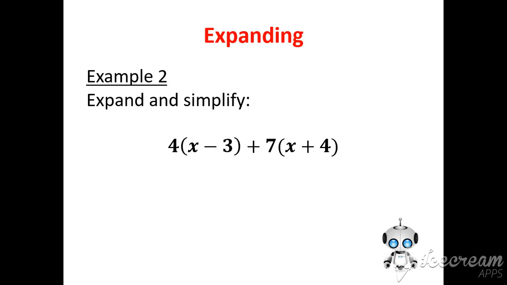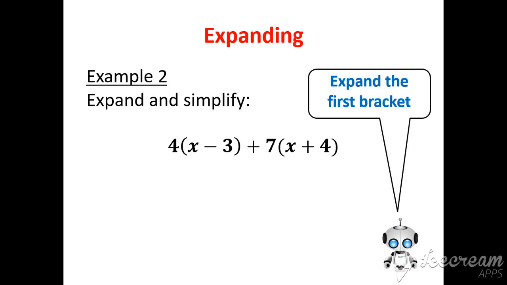Right, example 2. Let's try another one. Expand and then simplify the following expression: 4(x - 3) + 7(x + 4). So we're going to do the same thing. We're going to expand the first bracket. So 4 times x, written as 4x. We see a subtract, and then 4 times 3 is 12. Let's move on and expand the second bracket.